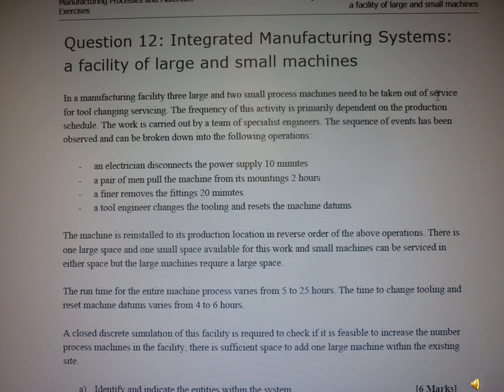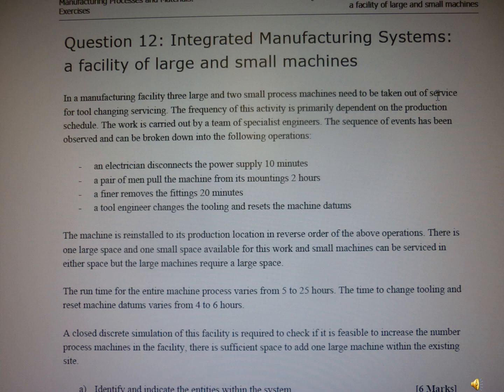The sequence of the events has been observed and it can be broken down into the following operations. An electrician disconnects the power supply, 10 minutes. A pair of men pull the machine from its mountings, 2 hours. A fitter removes the fittings, 20 minutes. 2 engineers change the tooling and reset the machine data. The machine is reinstalled to its production location in reverse order of the other operations.